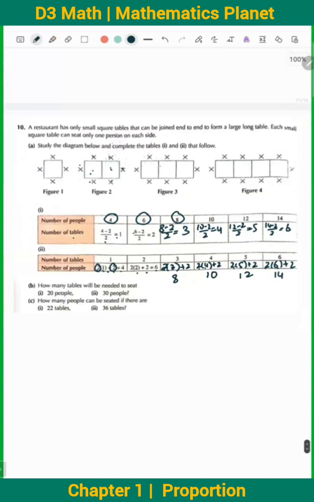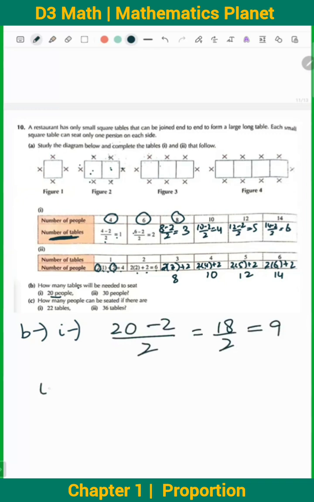Okay, how many tables will be needed to seat 20 people? Now they're saying if there are 20 people to sit, how many tables? The formula for number of tables is here. So it would be 20 minus 2 by 2, which is equal to 18 by 2, which is equal to 9. Then 30 people. It means 30 minus 2 by 2. The formulas are already given in the question. 28 by 2, which is equal to 14.